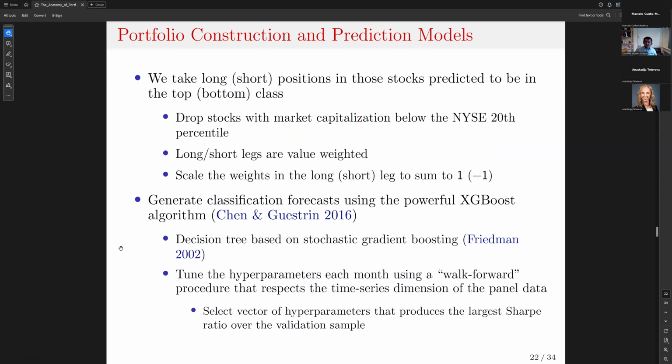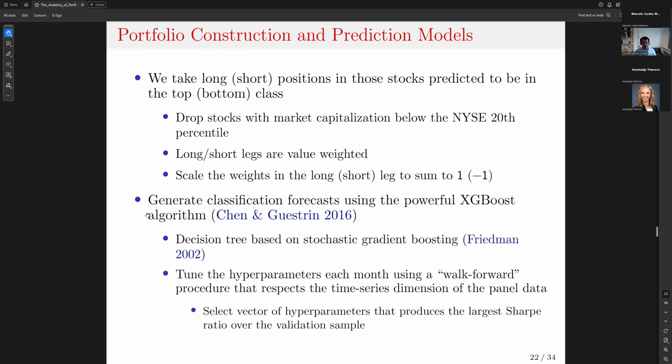We drop stocks with a market cap below the 20th percentile. This is standard, but we don't want our results to be driven by illiquid stocks. We evaluate the long and short legs, and then we scale the weights of the long-short portfolio, depending on the long leg to 1 and the short leg to -1.